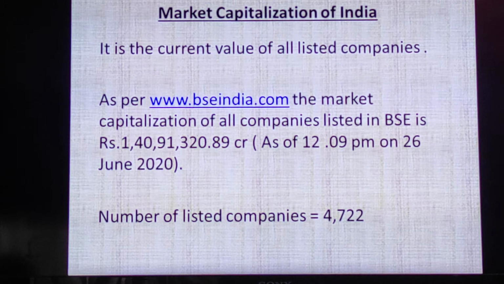There are as many as 4,722 companies listed and traded on the BSE stock exchange. The aggregate market cap of all these companies is 140 lakhs 91,320.89 crores as of 26th June, 12 pm.